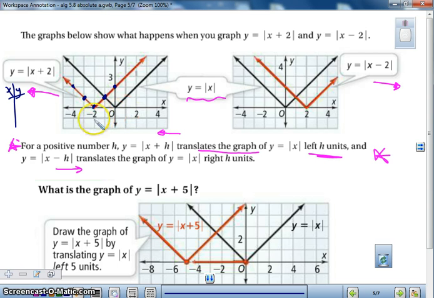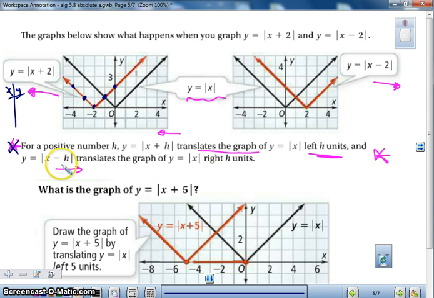And what I noticed from that parent graph is that when I have a +2, it moves it to the left. Now this is kind of opposite of what many of you would be thinking. Most of you think add 2, move right. It's going to move it to the left. And if you have a minus, absolute value of x minus 2 is going to move it to the right that many units. So here's the other key thing you want in your notes. For a positive value h, when the absolute value of x plus h is inside that absolute value, it's going to move the graph h units to the left.